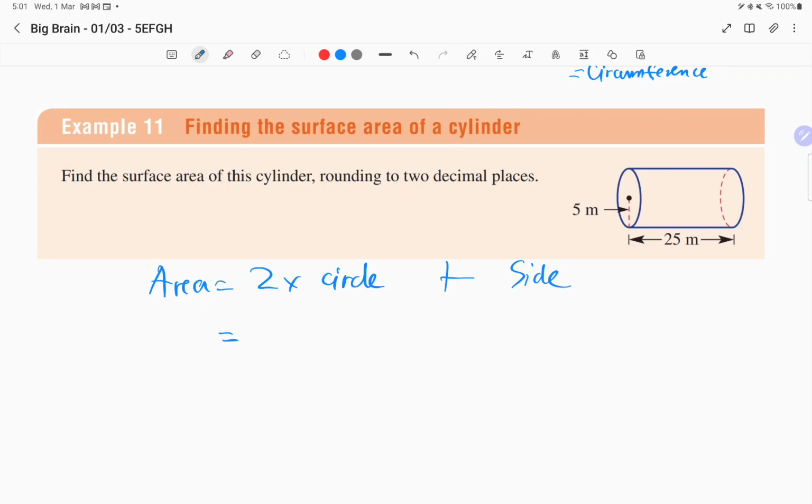What's the circle area? 2 times pi r squared, and then the side is the circumference, which is 2 pi r, times the height of the cylinder. So I've given you the formula. See if you can figure out the rest of it.